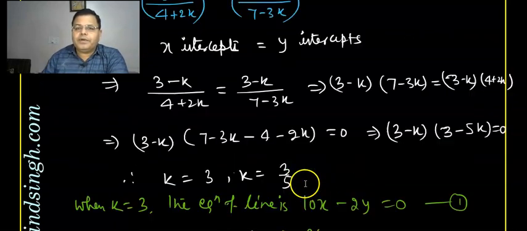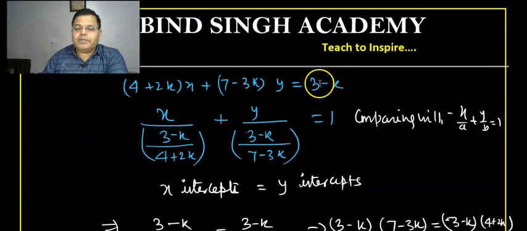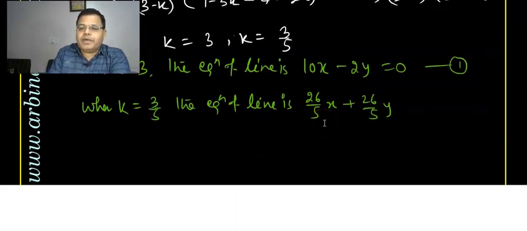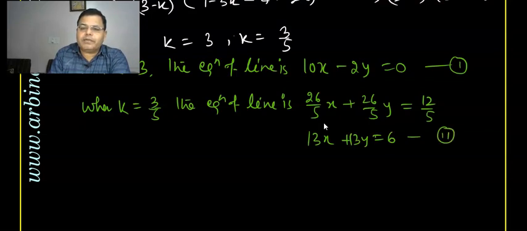I hope you got it, okay. Now 3 minus 3 by 5, then this will be 5 3s are 15, 15 minus 3 is 12 by 5, right? So RHS will be 12 by 5. So that can be cancelled by 2 and 5 also. If you cancel by 2, that will be 13x plus 13y is equal to 6. This is the second equation. So these are the two equations which will be the answer of this question.